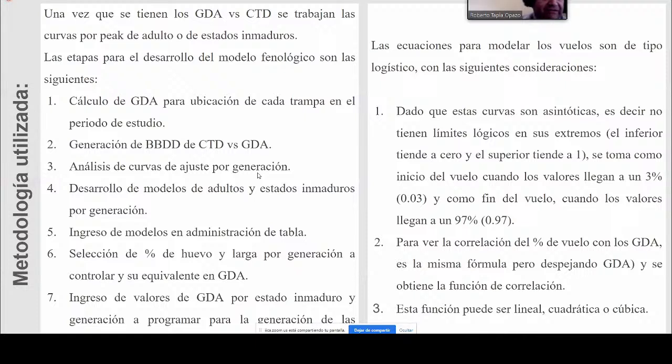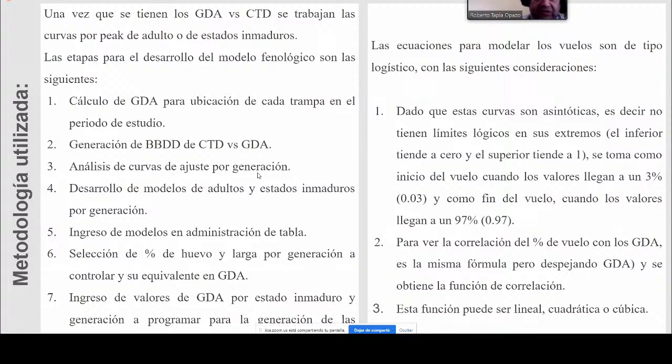Once we have cumulative degree days and the catch data, we work with curves by adult peak or immature stages. The stages for the phenological model development are as follows. Calculation of cumulative degree days for the location of each trap during the period of study, creating databases with catch and degree days, analyzing the adjusted curves by generation, having models for adults and immature stages per generation, entering models to manage the table, selecting the percentage of eggs and length of generation that has to be controlled, and the equivalent in cumulative degree days, entering values for cumulative degree days per immature stage and generation to program in order to create the warnings.